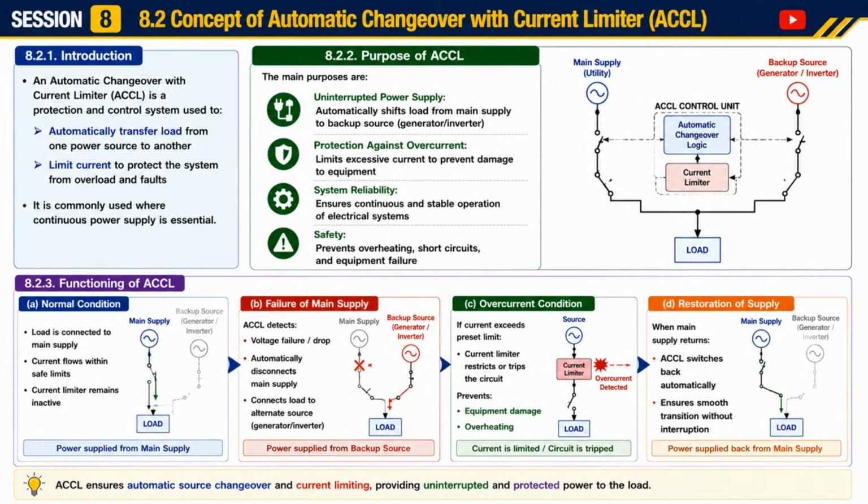B. Failure of main supply. ACCL detects a voltage failure or power interruption. It disconnects the main supply. The load is automatically connected to the backup source, such as a generator or inverter.